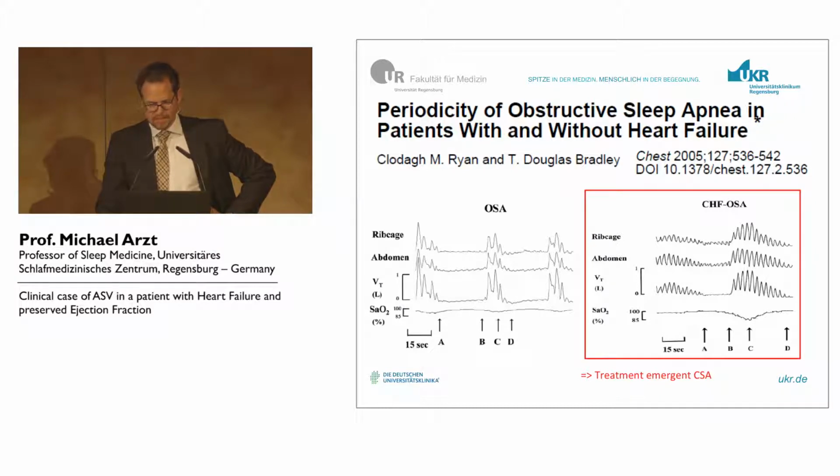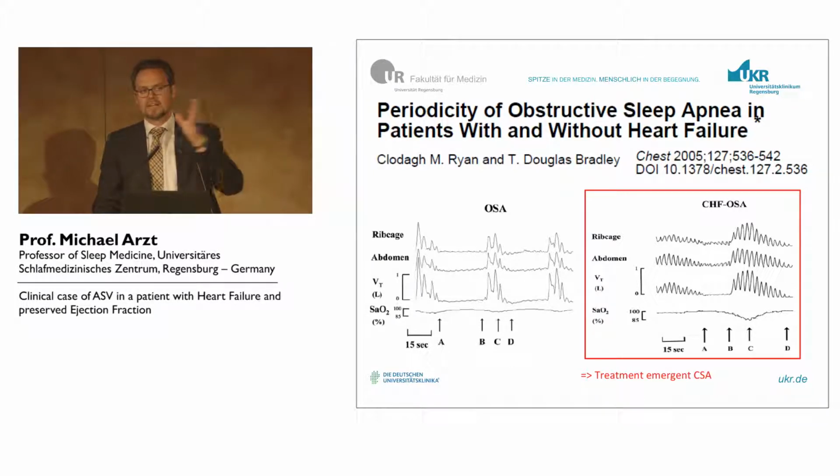This phenomenon, in my opinion, was first described by Doug Bradley. Is he still here? I've seen him. So this is a nice comparison of the pattern of obstructive sleep apnea in a patient without evident heart disease. So the sudden increase of tidal volume with the first breath, and here in a heart failure patient with also obstructive sleep apnea, the superimposed Cheyne-Stokes respiration. And when you see this in the diagnostic PSG, the likelihood that you apply CPAP and end up with central sleep apnea is very high.